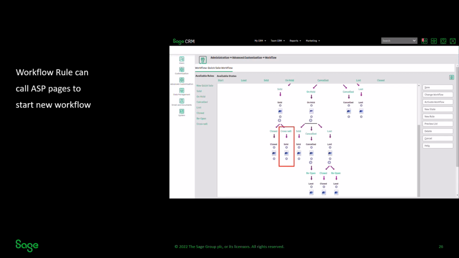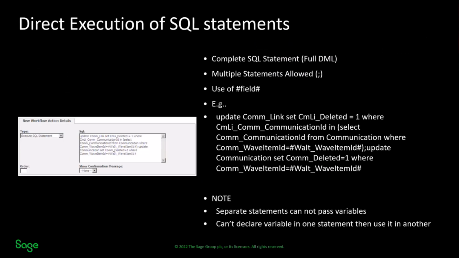An example of this can be found inside the quick opportunity workflow. That's a standard workflow inside Sage CRM's environment. So it's one of the demo pre-built default workflows, and you can see there a rule that allows you to call an ASP page, and that explains how that's done.